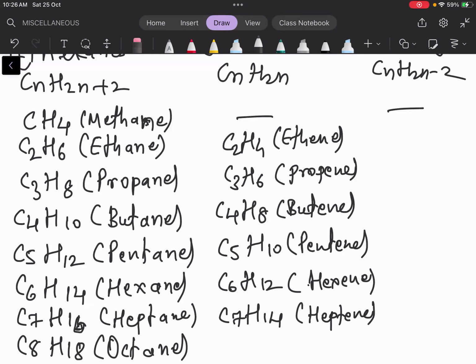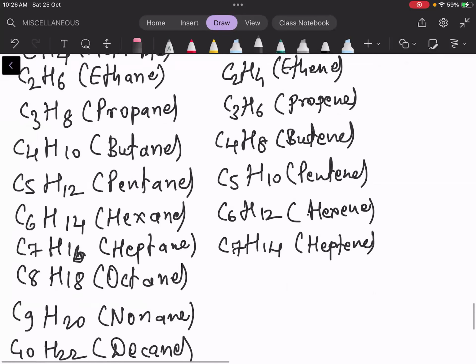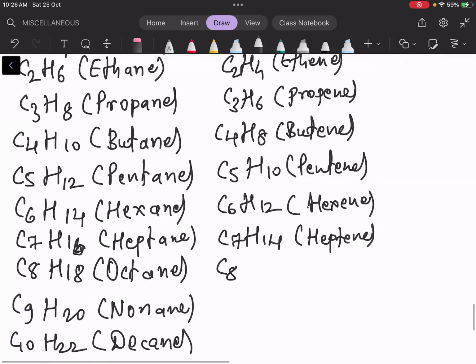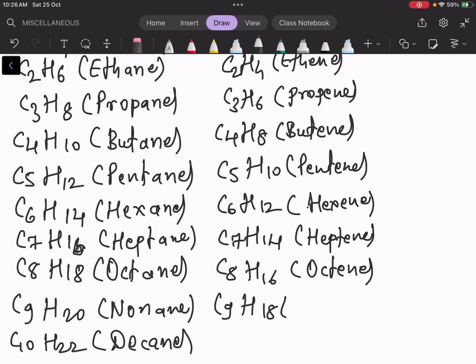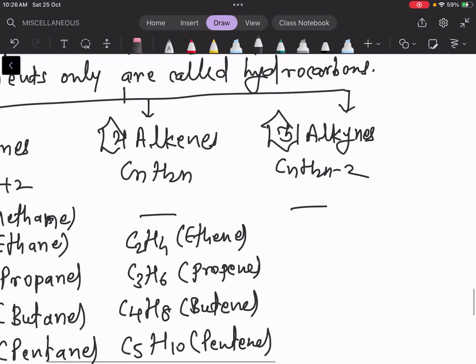Nothing but heptene. N is equal to 8, what will you get? C8, H, 2 eights are 16. So octene. N is equal to 9, C9H18, nothing but nonene. Then C10H20, decene, etc. Then the alkyne series.